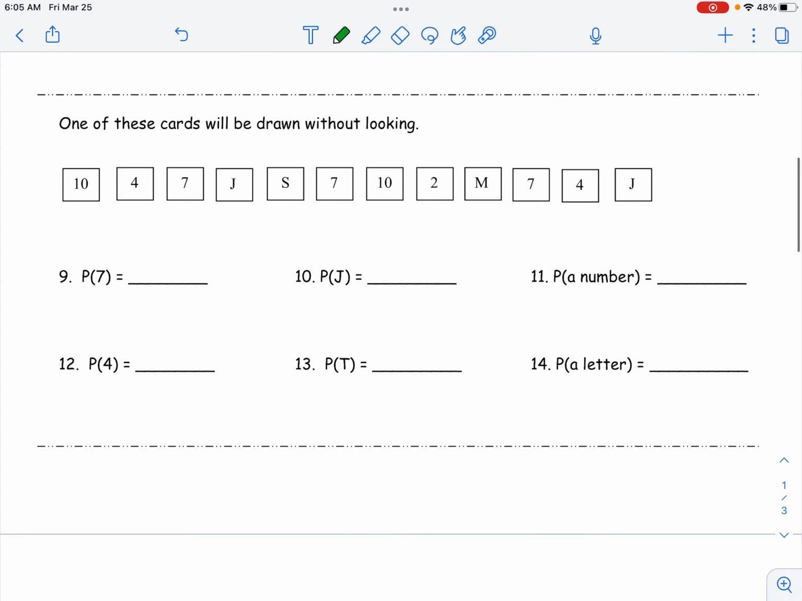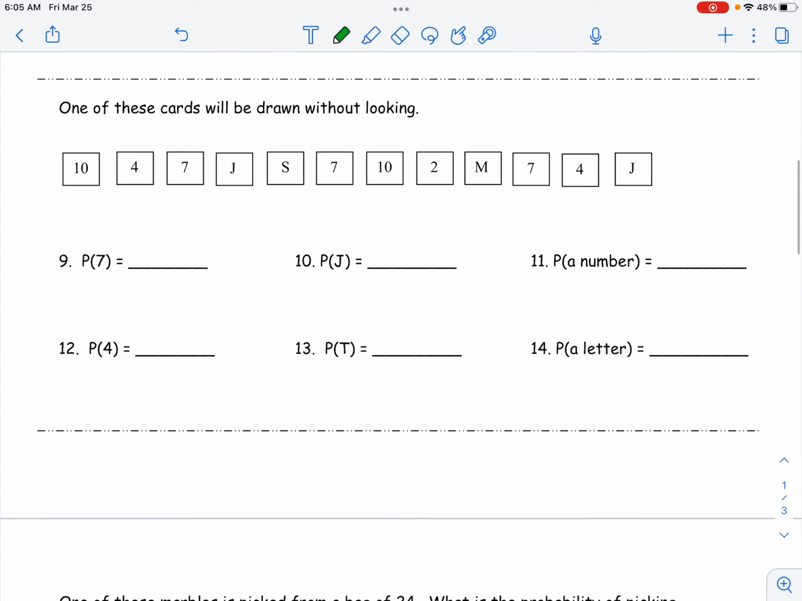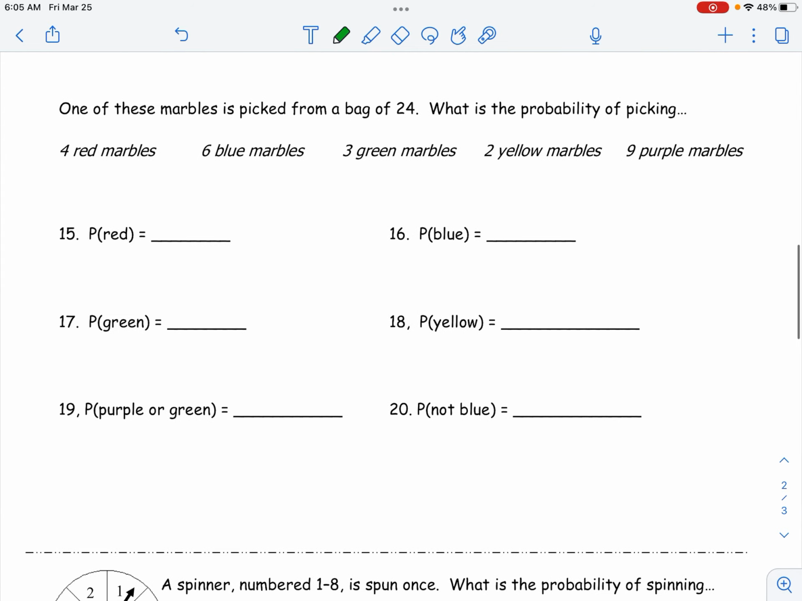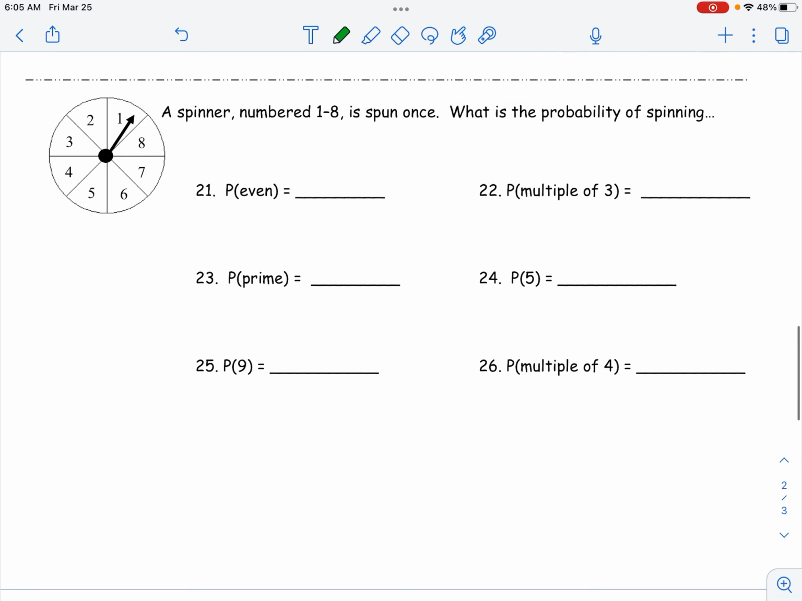Okay. On the next part, you have all these cards. So I count and see how many cards there are. So 1, 2, 3, 4, 5, 6, 7, 8, 9, 10, 11, 12. So I put 12 as my denominator for all of these. The next one, it says the marbles is a bag of 24. So that means my denominator is 24. Okay, so for all of those. And my last one, it says there's a spinner numbered 1 through 8. So I see there's 8 spots on the spinner. So my denominator would be an 8.